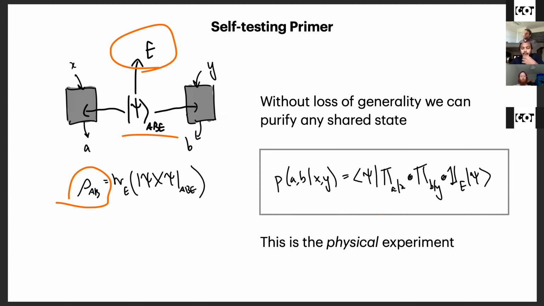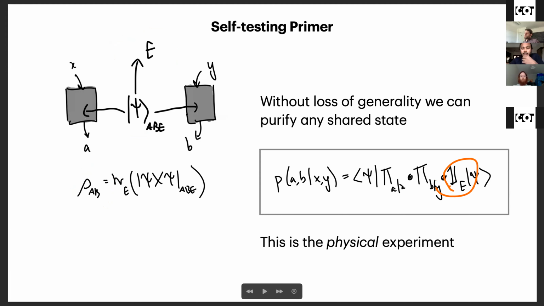Okay, so then we can simplify things again and introduce an identity operator on this purified system and some projective measurements on the other two systems. And in the self-testing literature, this is referred to as the physical experiment. So this is what's going on inside the device. It has a description, which is this psi and pi's. Okay, this is what's going on inside the device.